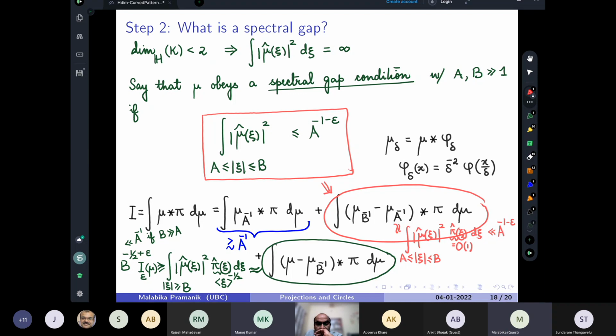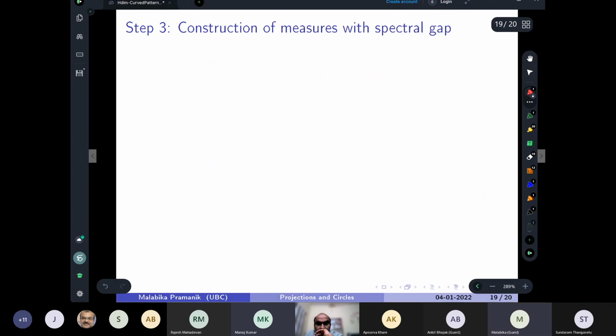Okay, so the one last thing for which I'm not going to have a whole lot of time is how Kuca, Orponen, and Sahlsten end up showing that the spectral gap condition can actually be achieved for a measure. In fact, any set of large Hausdorff dimension will support a Frostman measure with the spectral gap property. That is another important feature of their work.